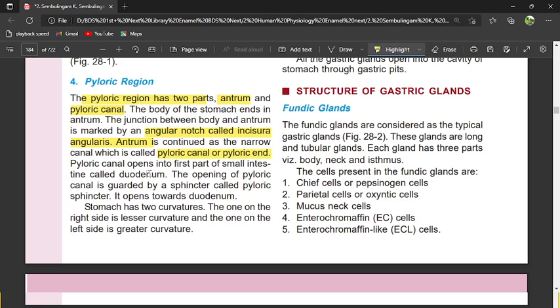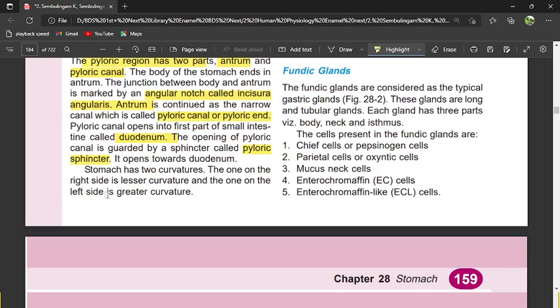The antrum continues into a narrow canal, also called the pyloric canal or pyloric gate. The pyloric canal opens into the first part of the small intestine, called the duodenum. The opening of this pyloric canal is guarded by the pyloric sphincter. The stomach has two curvatures. I already told you in the labeling: the right side is the lesser curvature and the left side is the greater curvature.